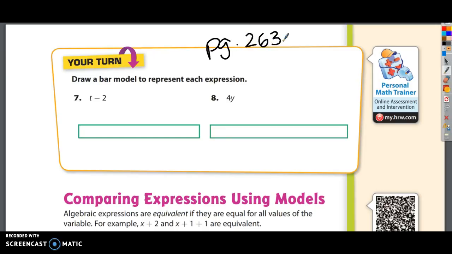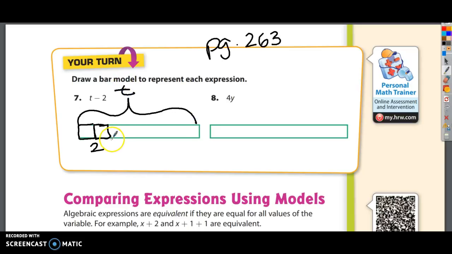And the first one says t minus 2. So we're going to need to take away 2. And in order to take away 2, we have to draw 2. So draw 2 little chunks here. And that's 2. And then the whole thing would be t. So draw this symbol right here.